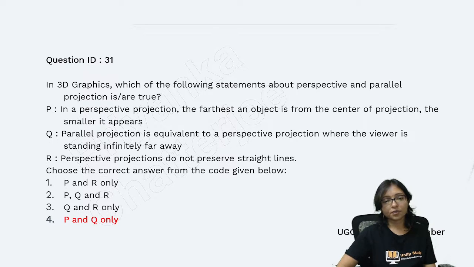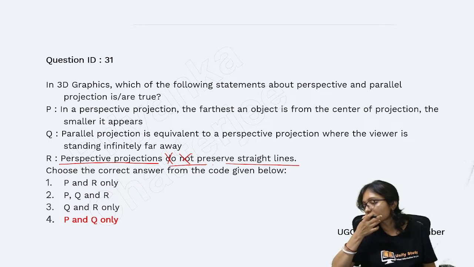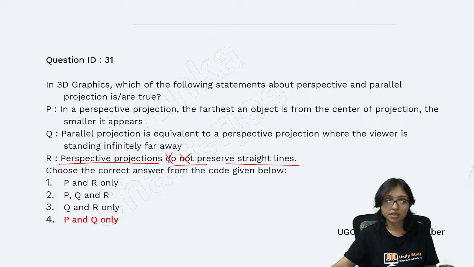Yes, here the answer will be option 4, because here again the statement that perspective projection does not preserve the straight line is wrong. It is preserving the straight line. Parallel lines will not stay parallel, but straight lines will be preserved. Both perspective and parallel projection are preserving the straight line. So option R is given wrong. R is wrong here. By eliminating option R also you can get the answer.